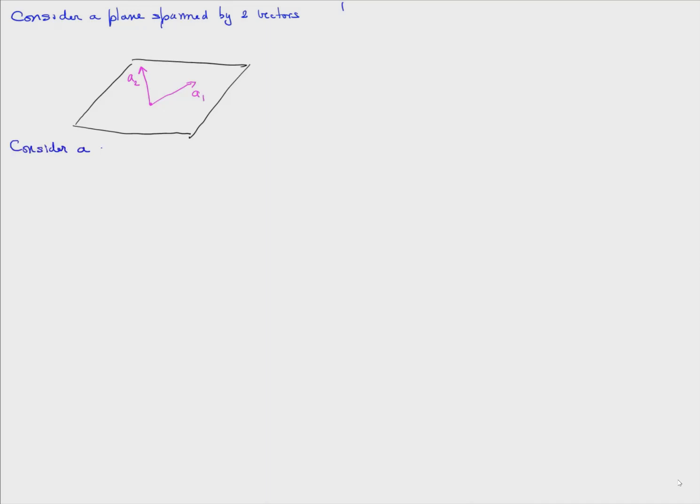This video is on another linear algebra concept that will get used in the assignment. Consider a plane spanned by two vectors, a1 and a2. And consider a third vector that is not in this plane, called b. The question we're trying to answer is, what is the closest point to b on the plane spanned by a1, a2?